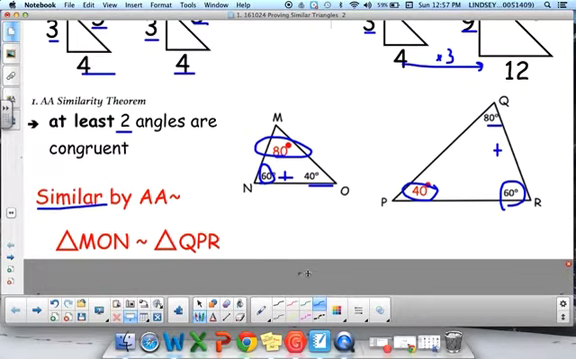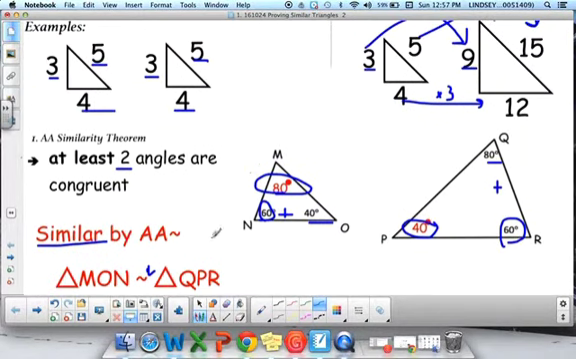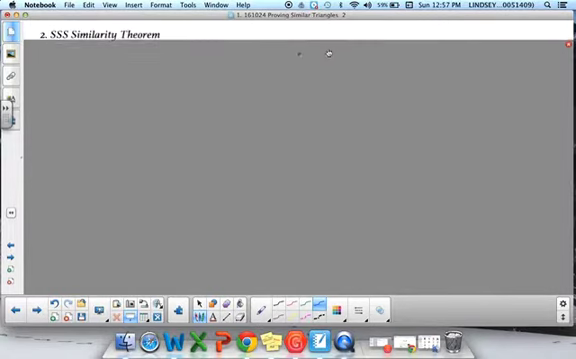So what can I say about this? Triangle MNO is similar to triangle QPR. So let's take a look at another one. I don't need to know anything about the sides. I don't care if this is 3 and this is whatever. I don't need to know that. These are similar just because the angles are congruent. So let's take a look at our next one.